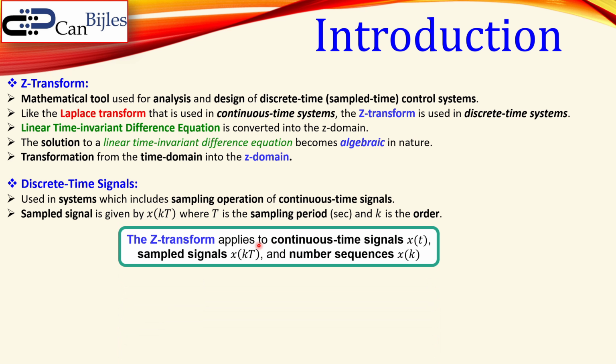The Z-transform applies to continuous time signals, so let's say x of t, for sampled signals, so x of kT, and also for number sequences. Now for x of t or x of kT, the definition goes like so. You go from the small letters to capital letters and you change the argument to z. And this is the script Z for the Z-transform.